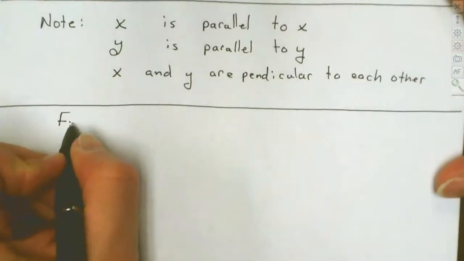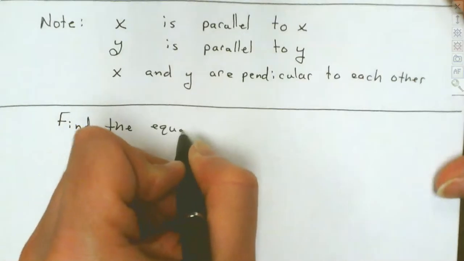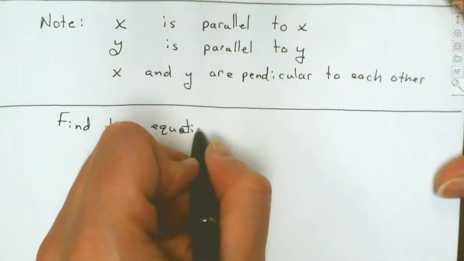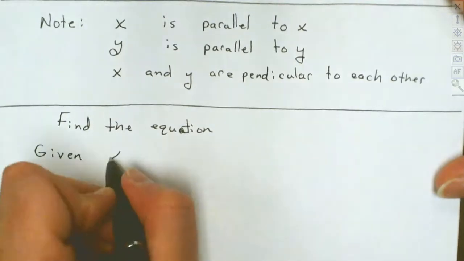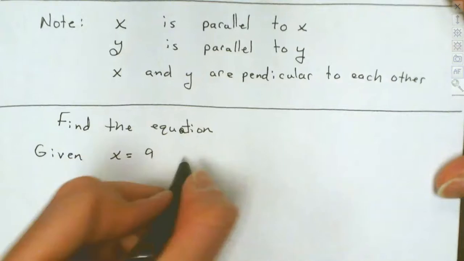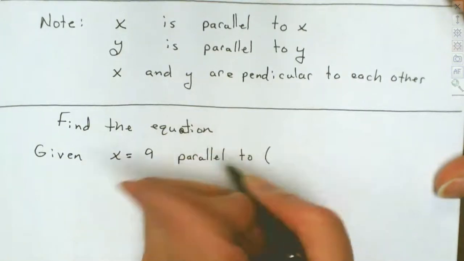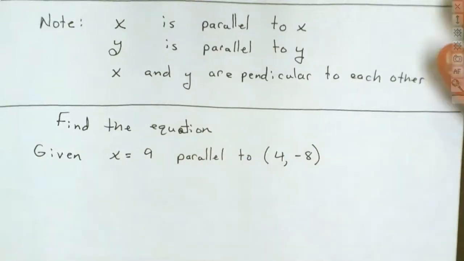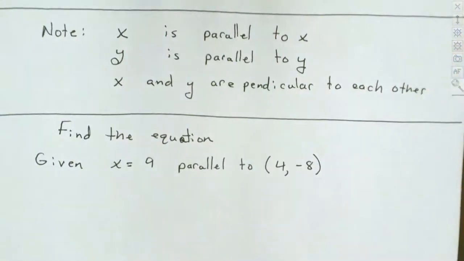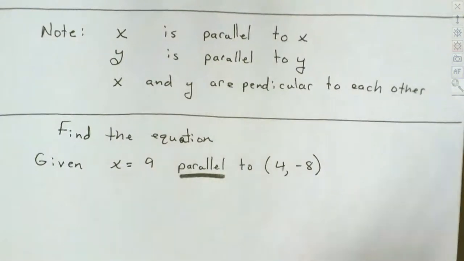Let's go ahead now and find the equation. And let's see, you're given x equals 9 parallel to 4, negative 8. So what does this one want? And I know this is kind of confusing, but it's very simple once you understand the concept. Okay, so this one's parallel.